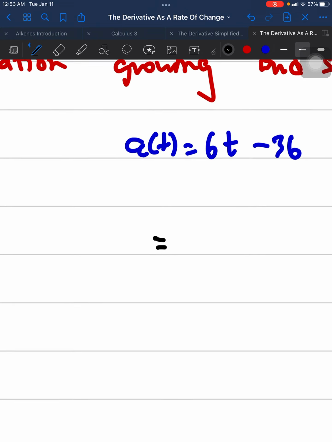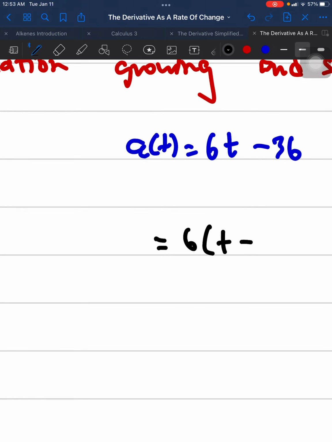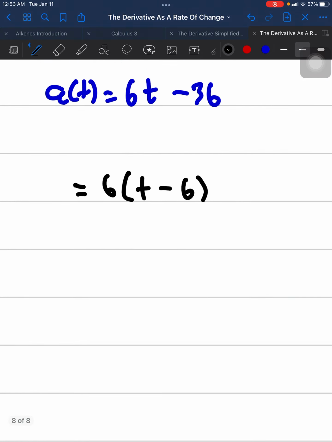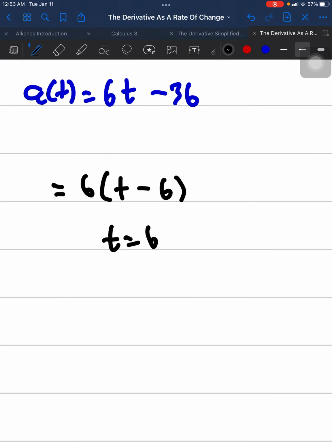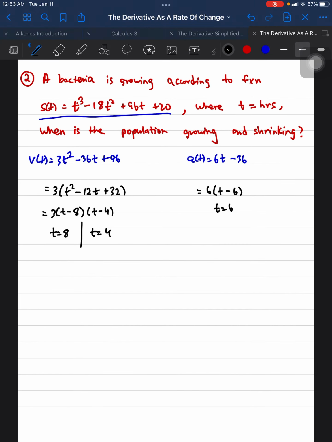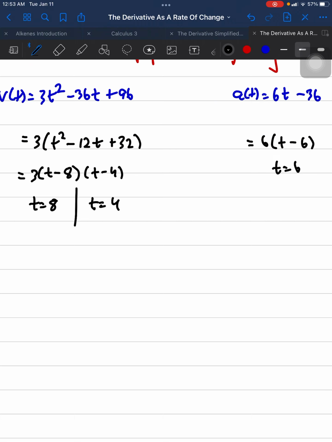Those are the roots of the velocity function. We do the same thing for the acceleration function. Factor out the 6, we get t minus 6. We get a root of t equals 6. So now we have 3 roots. Now we can make that coordinate plane and continue on, basically we can continue on comparing the velocity and acceleration functions.